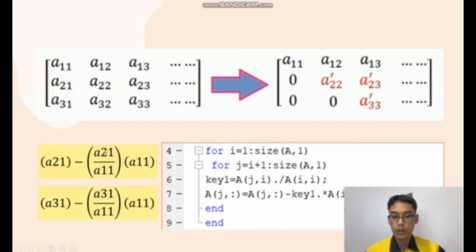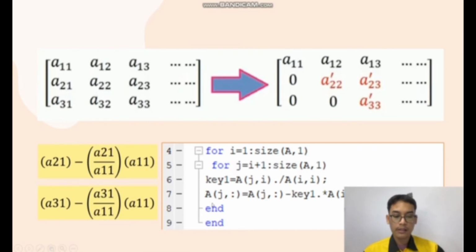And for this part, it is the constant for this equation. So we use k equal to AJI divided by AII. As I mentioned earlier, AJI is actually A21 and AII is A11. Same as for A31. How to get the new A31? For this one, A31 is actually AJ1, AJI, and A11 is actually the AII.